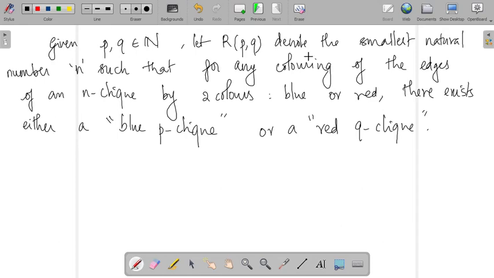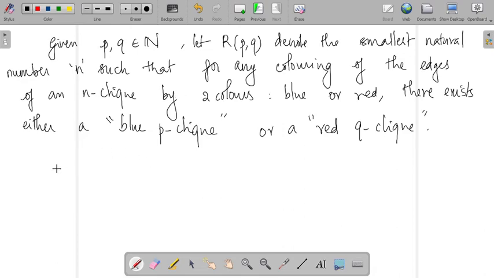So R of PQ denotes the smallest natural number N such that when you take any coloring of the edges using two colors, there must exist either a blue P-clique or a red Q-clique. അപ്പോൾ നമ്മൾ N-clique എടുക്കുക, N-cliqueന്റെ any arbitrary two coloring എടുക്കുക. അപ്പോൾ ആ two coloringൽ if there is always either a blue P-clique or a red Q-clique, so that minimum number N is called the Ramsey number.